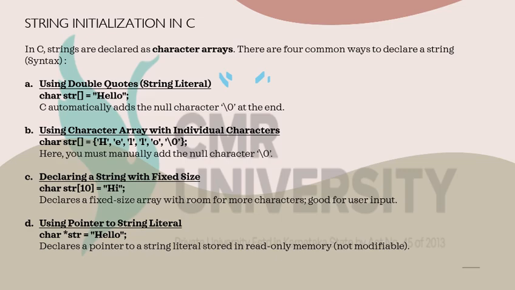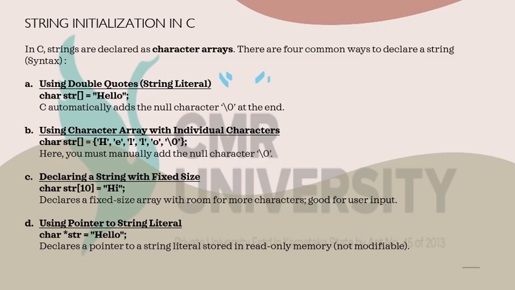Using a character array with individual characters: char string[] equals {'h', 'e', 'l', 'l', 'o', '\0'}. Here you must manually add the null character. Declaring a string with a fixed size: char string[10] equals "hi" declares a fixed size array with room for more characters, good for user input.